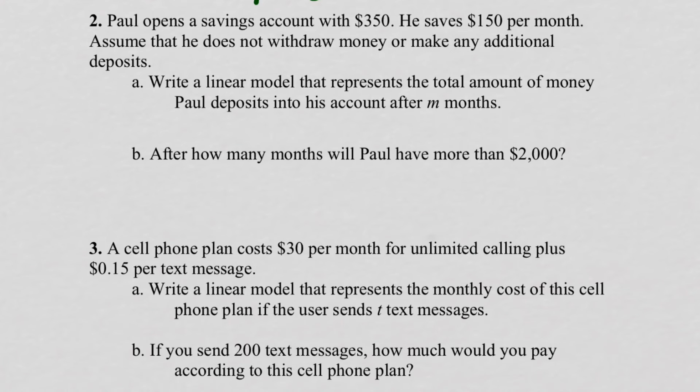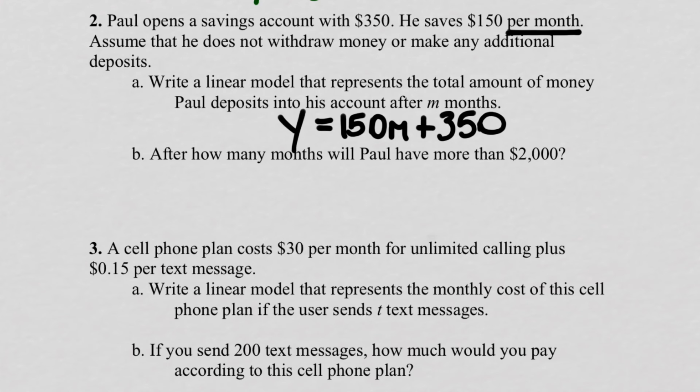So, how much does he start with? $350. So we're not starting at 0. We're starting at $350. So that is my y-intercept. We're not talking about per hour, per minute. We're talking about per month. So I know this variable is going to be an m because it tells me in my story problem to let m represent the number of months. How much per month? 150. And all that's going to equal sum total.